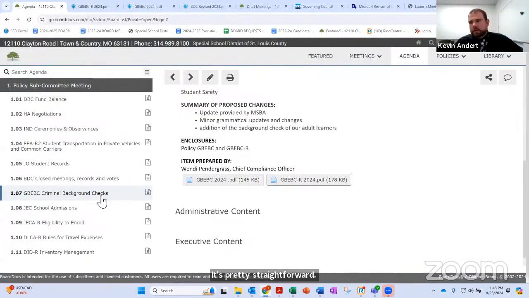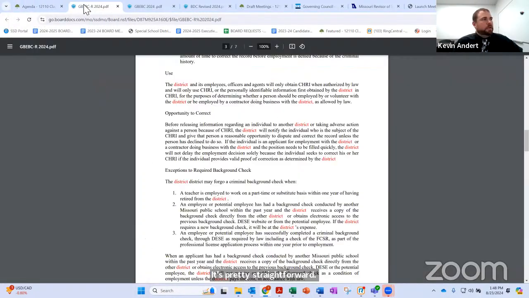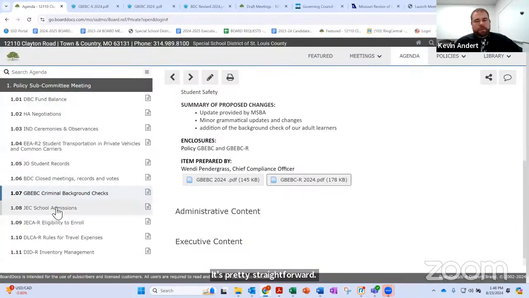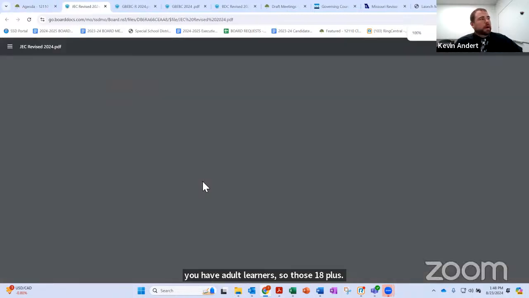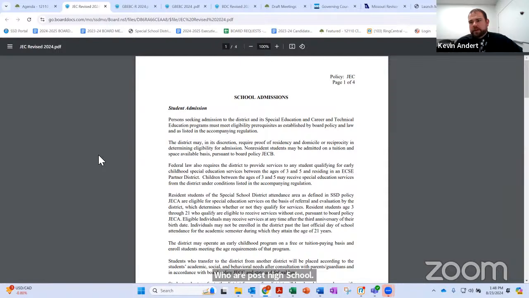The one big change that you're going to see as a theme across the next couple is that the state legislature has added the requirement that if you have adult learners, those 18 plus who are post high school, in a setting, they have to do a criminal background check to be in the same area as a K-12 student. So you're going to see that theme running through the next couple.